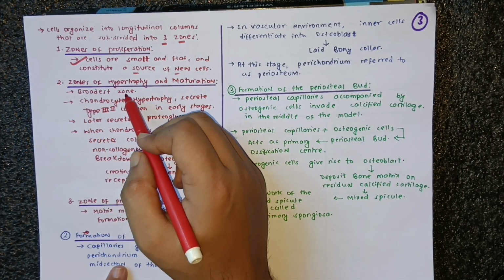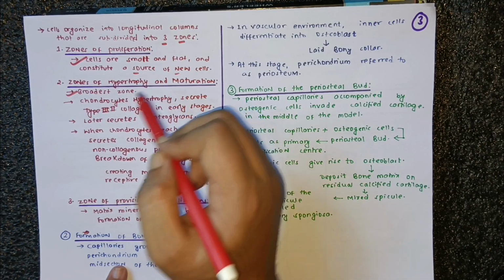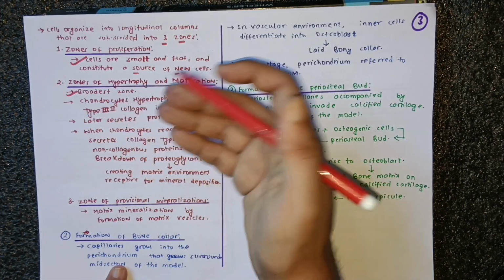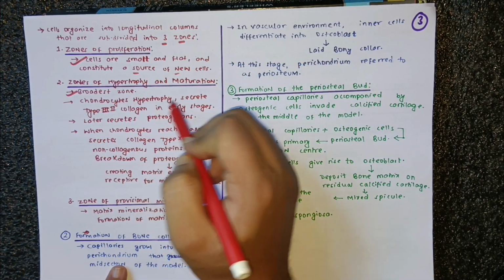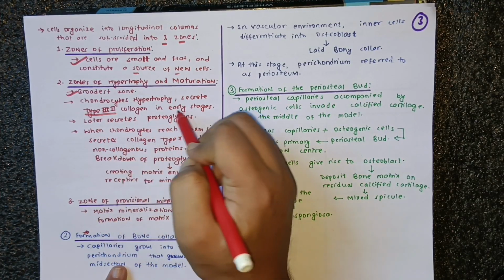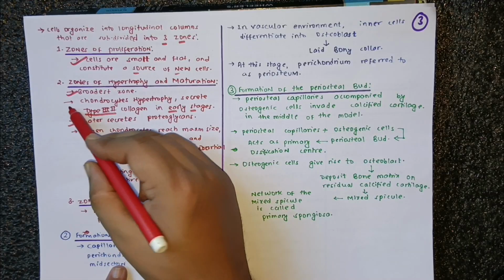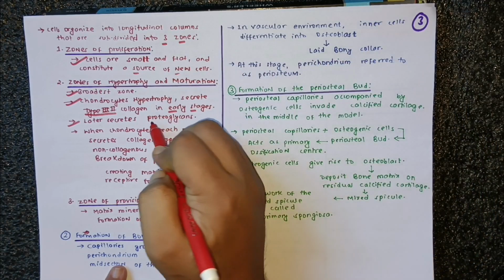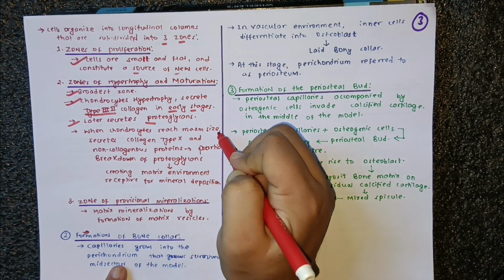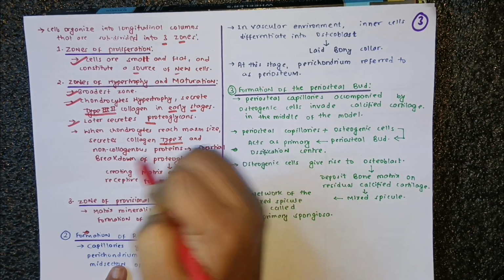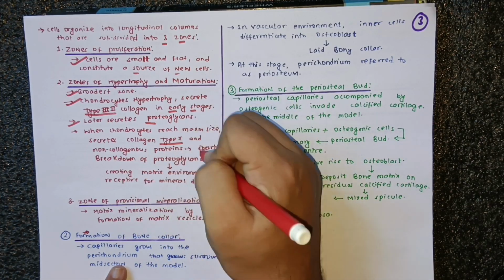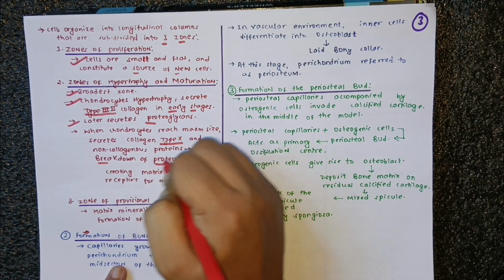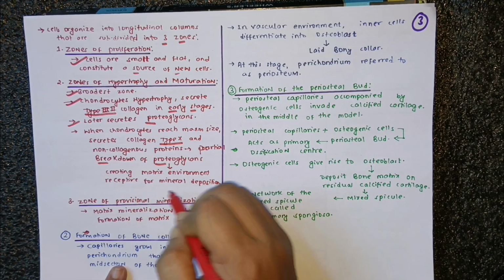It is the broadest zone. The zone of hypertrophy is the broadest zone, and in this zone chondroblasts form chondrocytes, just as osteoblasts form osteocytes. The chondrocytes hypertrophy here. They secrete type 2 collagen in the early stages, and later secrete proteoglycans. When the chondrocyte reaches maximum size, it secretes collagen type 10 and non-collagenous protein. Those type 10 collagen and non-collagenous proteins partially break down the proteoglycan, and this forms a matrix environment receptive for mineral deposition.